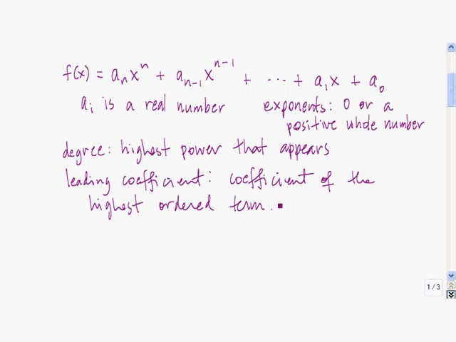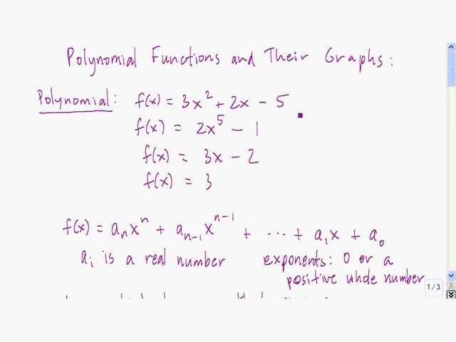Let's take a look at the examples I gave you a little bit ago and identify each of these properties. For this polynomial right here, 2 is the highest power that appears, so the degree is 2. The leading coefficient is the coefficient of the highest powered term. This is the highest powered term, and so the leading coefficient is 3. For this one right here, the degree is 5. The leading coefficient is 2. For this polynomial right here, the degree is 1, and the leading coefficient is 3.